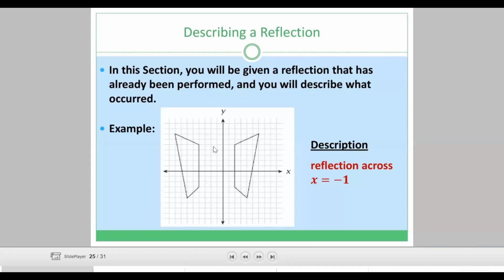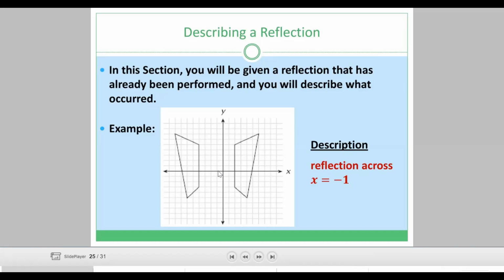Okay, so let me count mine. It's 1, 2, 3, 4, 5, 6. So 6 divided by 2 is 3. So that means my mirror line is 3 boxes away from either my image or my object. So let me use this one here. So 1, 2, 3. The mirror line is right here. If I use the other side, it will be 1, 2, 3. The mirror line is still right here.